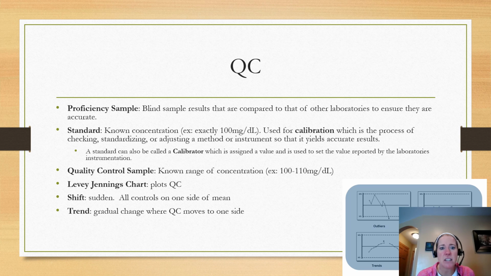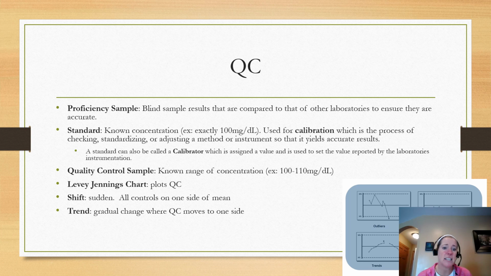Know that a standard has a known concentration, which is exactly like 100 milligrams per deciliter. We use this for calibrating things, for the process of checking, standardizing, and adjusting a method of an instrument. And a standard can also be called a calibrator, okay? Know that a quality control sample has a known range of concentrations, such as 100 to 110. This is what we run on everything to make sure it works.